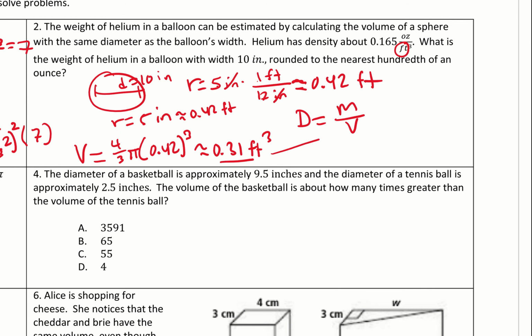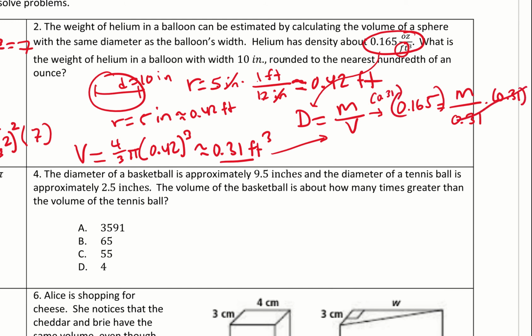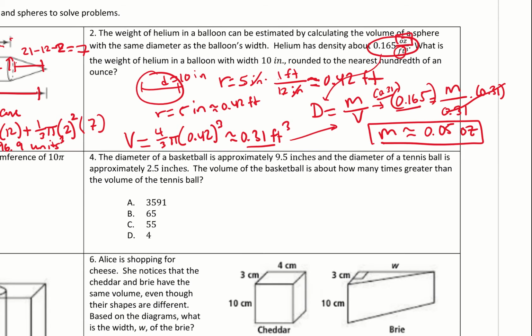And then we can plug that in for the volume. And we know that the density is 0.165, so we can plug that in for the density. So when we do that, we get 0.165 equals mass over 0.31. Multiply both sides by 0.31 to cancel. And you get that the mass, when you multiply those two numbers together, is approximately 0.05 ounces. The units are going to be in ounces here. So not much, helium is actually very light.